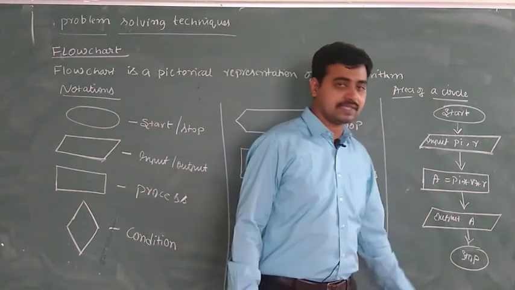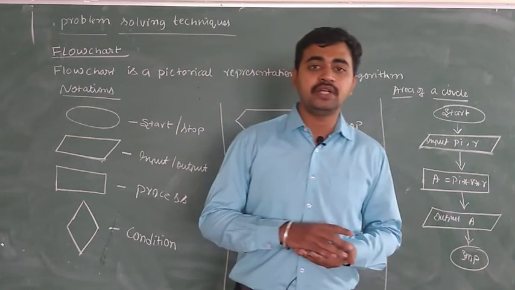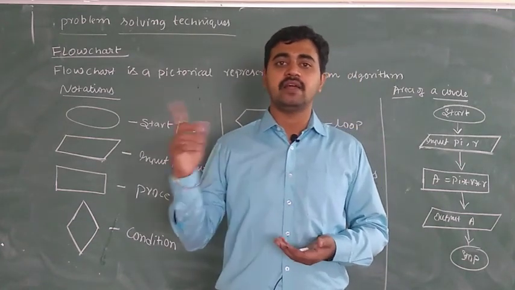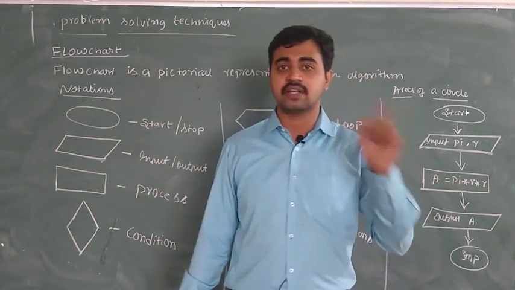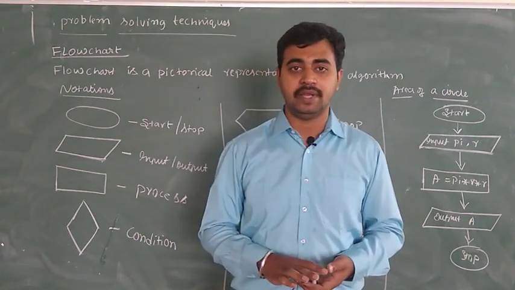I have just given this example as area of a circle. Again, you have work here. What is the work? You need to write the flowchart for the circumference of a circle. You need to write the algorithm of the circumference of a circle and the flowchart of the circumference of a circle. And please take a picture and send it to me on the WhatsApp link. Thank you.